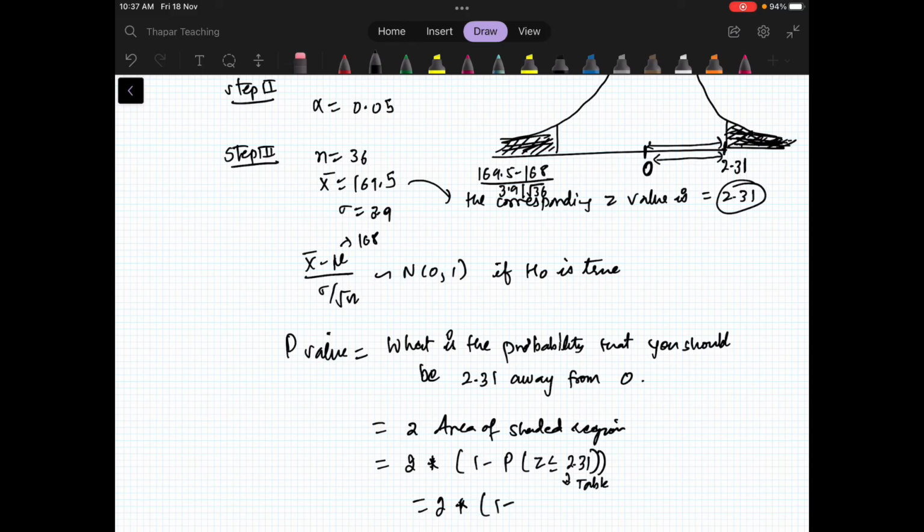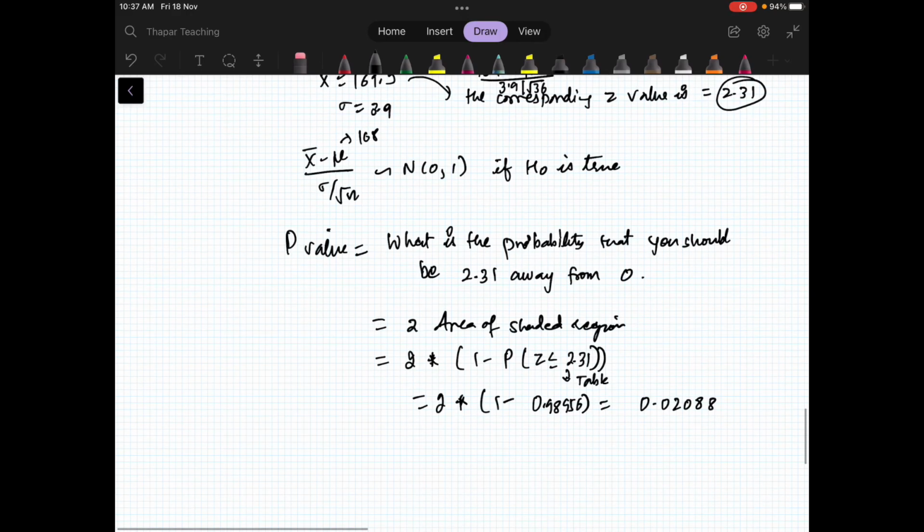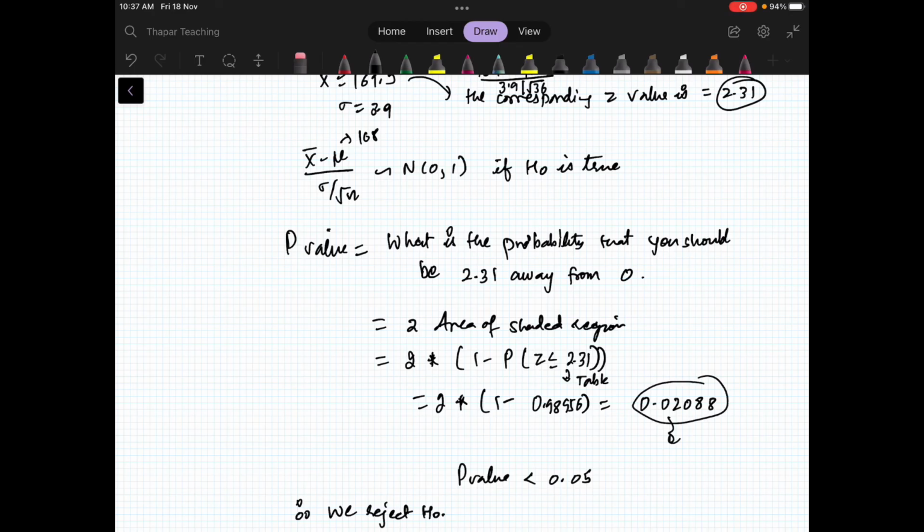So this will be 2 into, you will get this value from the table, 1 minus 0.98956. So this is 0.02088. Now this p value is less than 0.05. Therefore, we reject h naught. Because you see what is happening, that the probability of getting the sample which you are getting is less than your significance level, 0.05. Therefore, you reject your null hypothesis in favor of h1.